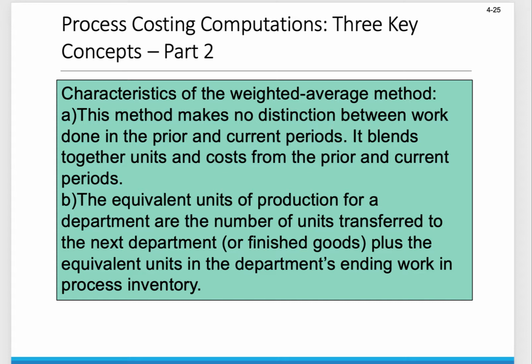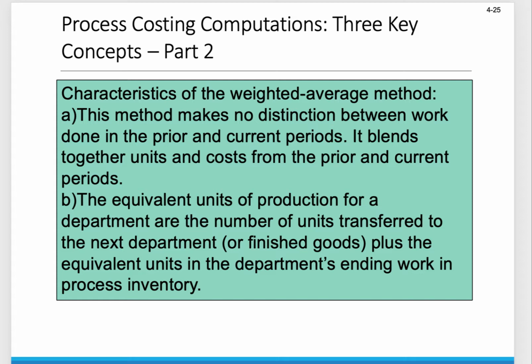That's number 1. Number 2, the equivalent units of production for a department, okay? These are the number of units that are transferred to the next department, plus any equivalent units in that department's ending WIP account, okay? I know that's just verbiage. This will become a lot clearer when we work through an example.